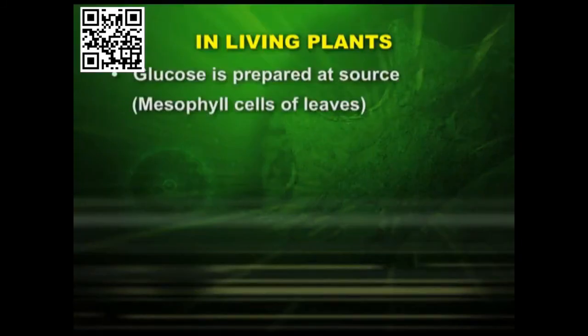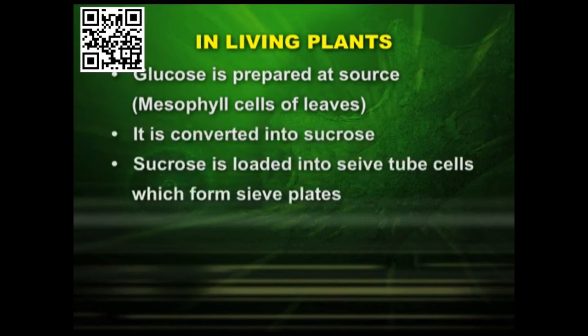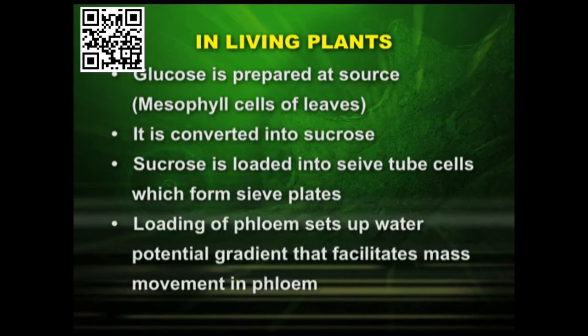In the same way, in living plants, we can also explain the transport of substances through phloem. The glucose is prepared at the source, that is the mesophyll cells of leaves. It is converted into sucrose. The sucrose is loaded into sieve tube cells which form sieve plates. And the loading of phloem sets up a water potential gradient that facilitates mass movement in phloem.